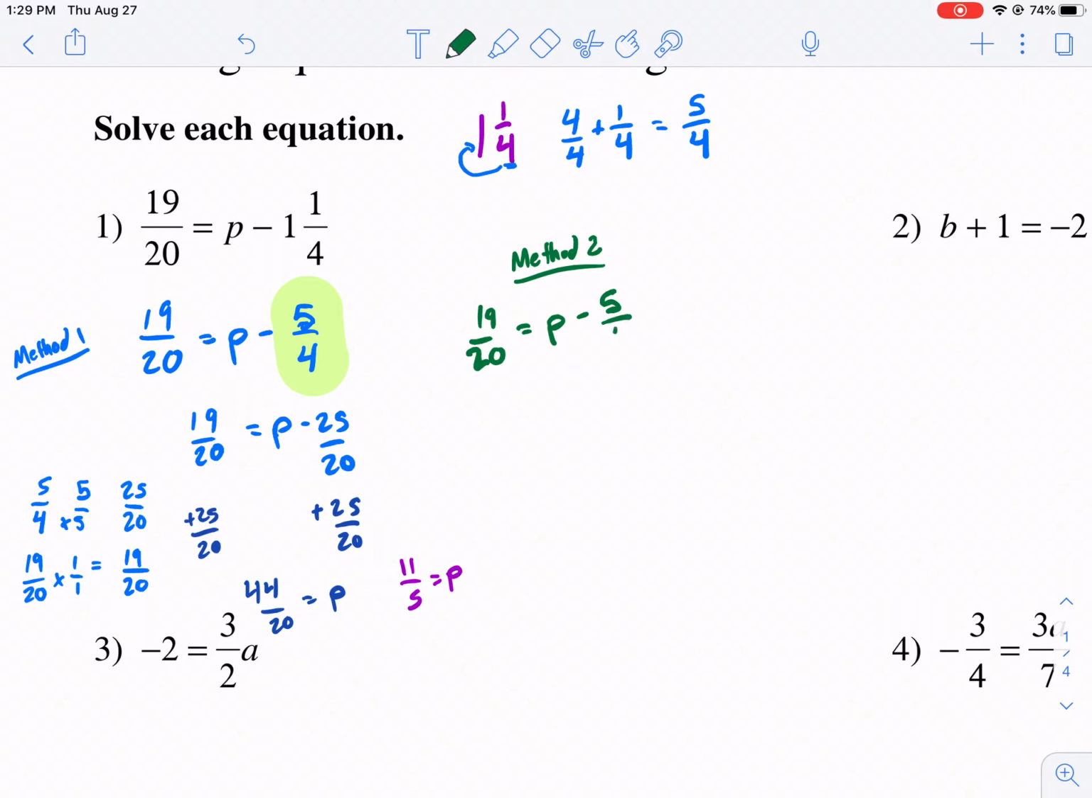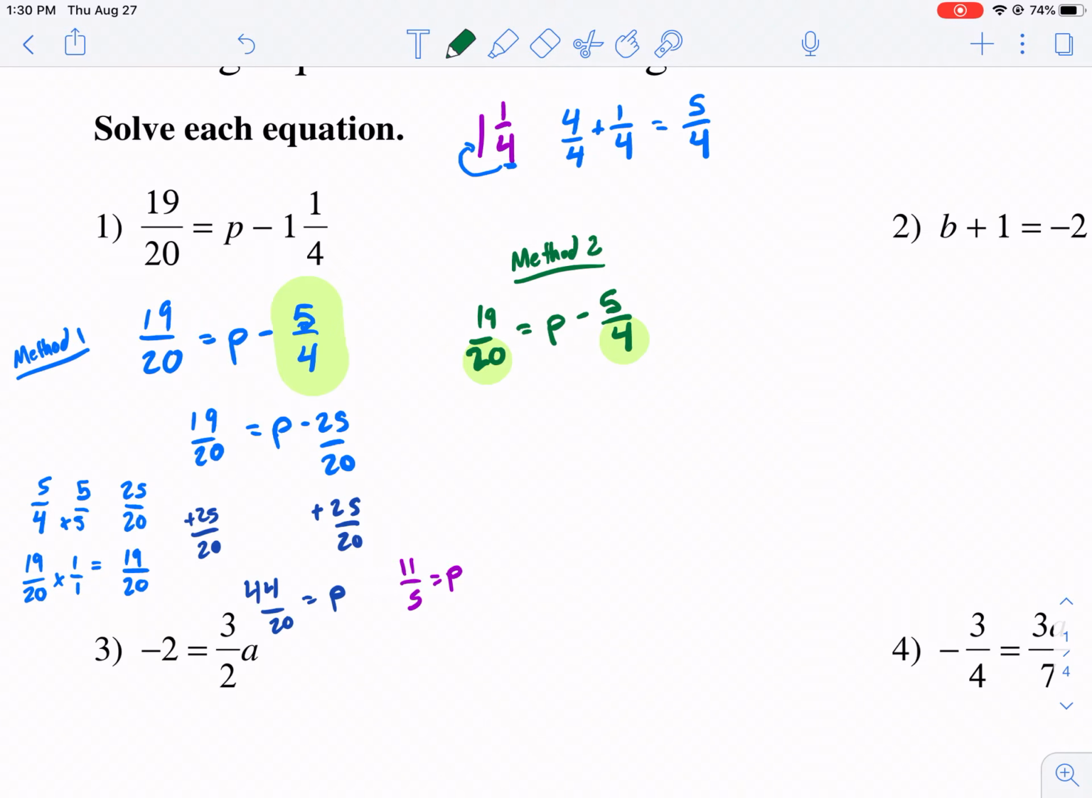We had to do that first step where we put it into an improper fraction. But now what we're going to do is take one step and eliminate all the fractions. How do you do that? Well, you still need to have the same thought process when you're looking at the 20 and the 4. What is the least common denominator with those?